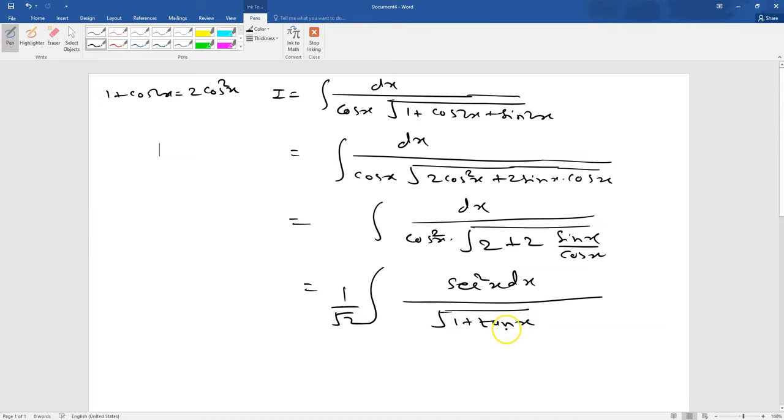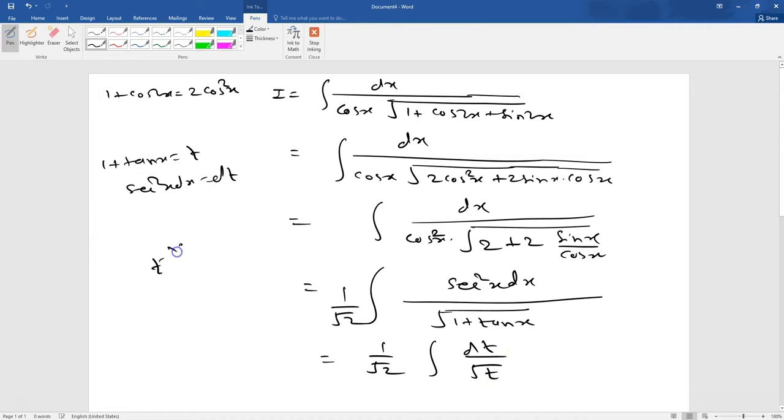Now we know that if we put 1 plus tan x equal to t, then sec square x dx is going to be dt. So this will be 1 by root 2 dt upon under root t, right? Now under root t means t raised to minus half. So what will its integration be? Minus half plus 1, so this is going to be t raised to half upon half, so 2 t raised to half. That is 2 root t, right? So 1 by root 2 into 2 root t.